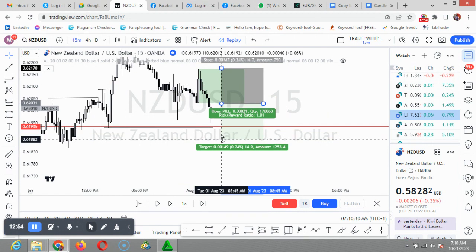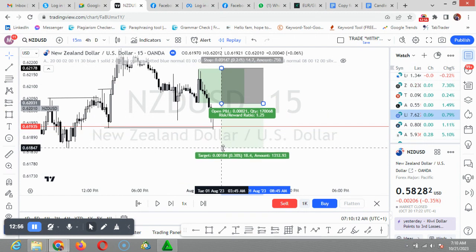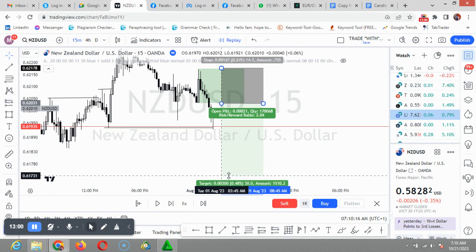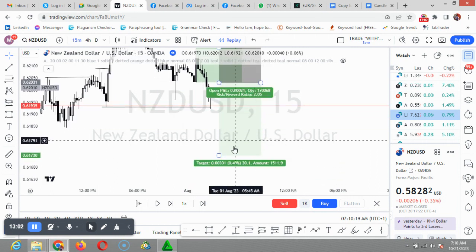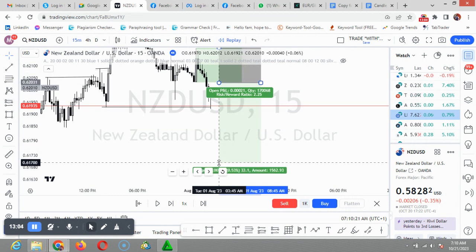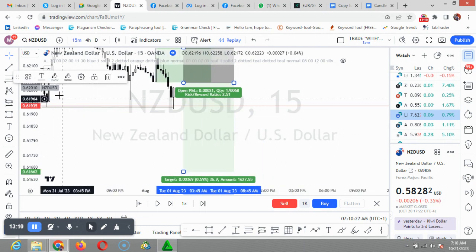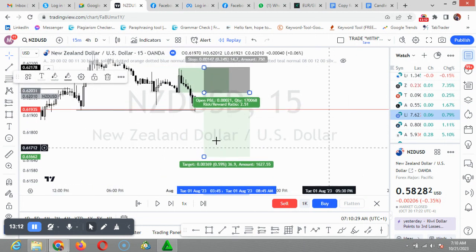For me, I like to always target 2.5. I know you'd have heard me say this over and over again. I like to target 2.5, and that's how I like it. So I have there 2.51, which is very okay, almost 2.5.